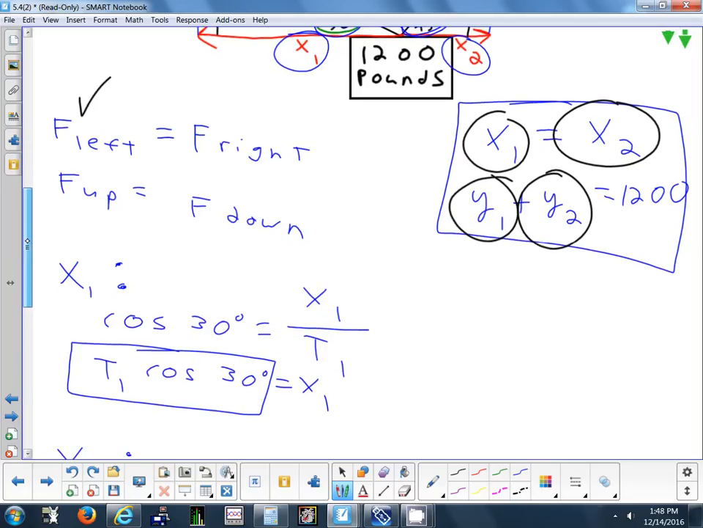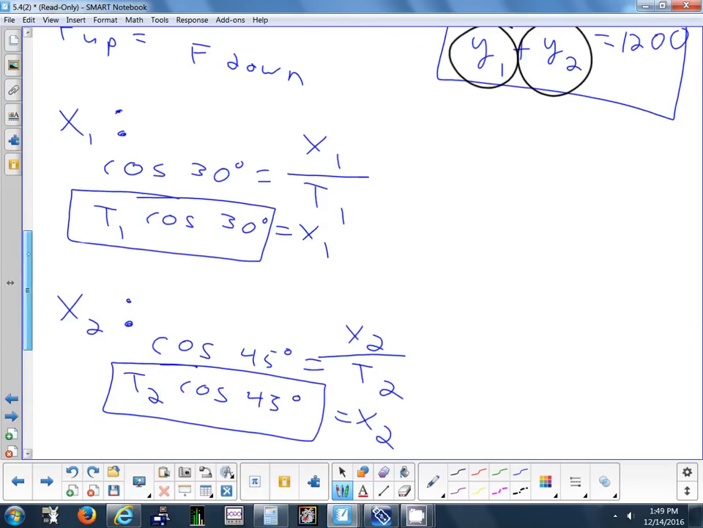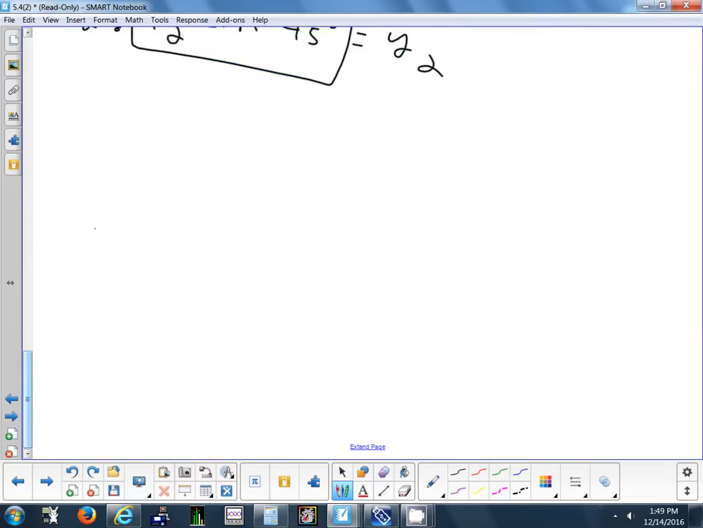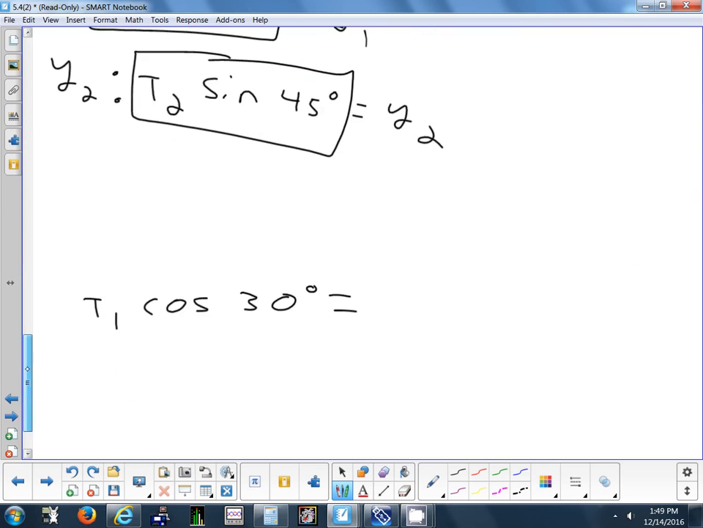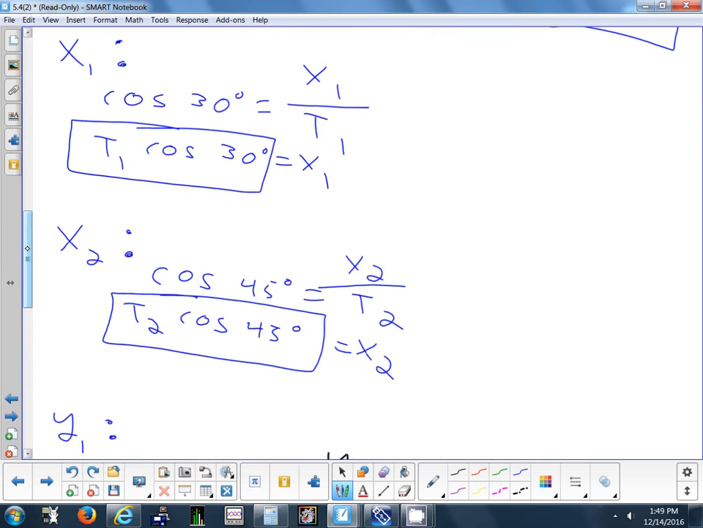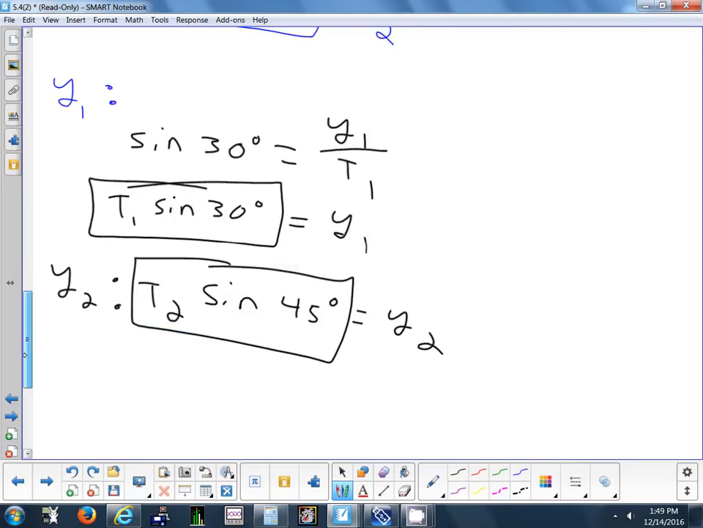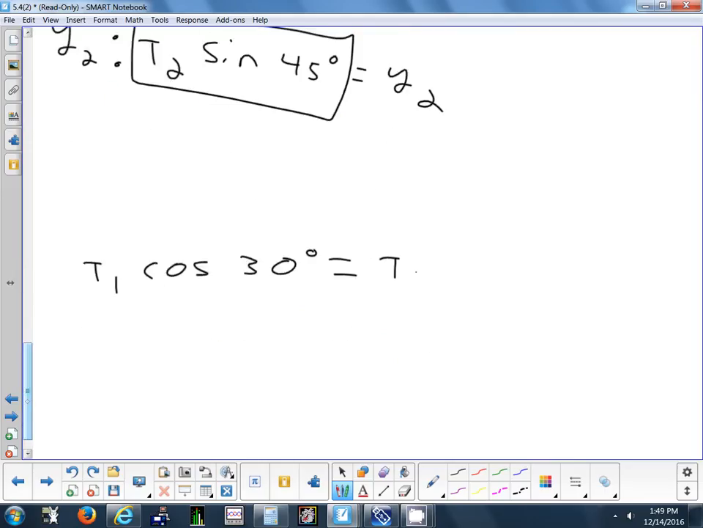So put x1 equals x2. T1 cosine 30. X1 equals T2 cosine 45. Now don't get confused by T1 and T2. That's just like having an X and a Y. They're just 2 different letters. That's all.